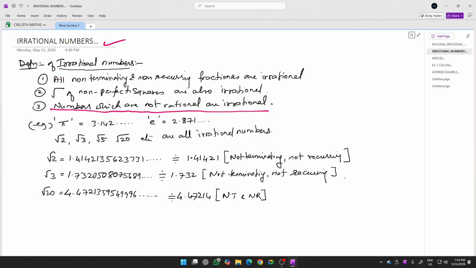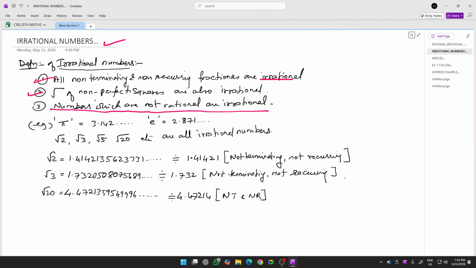But then again, there are other two definitions also. Let us go for this one. All non-terminating and non-recurring fractions are irrational. Now see, non-terminating and recurring fractions are nothing but rational numbers. So non-terminating and non-recurring fractions will be irrational numbers. I told you the numbers which are not rational will be irrational. So a number which is non-terminating and non-recurring will not be a rational number, and because it is not a rational number, it will be an irrational number, right?